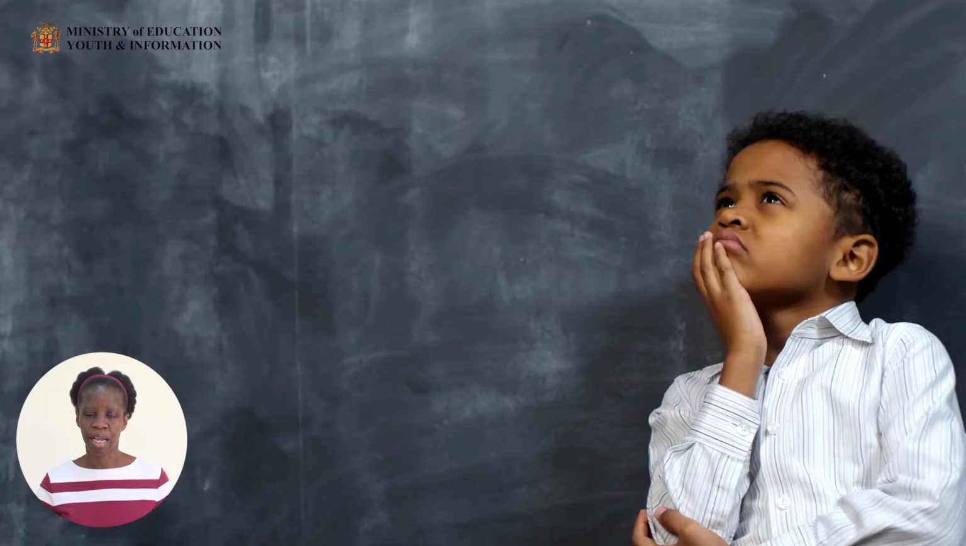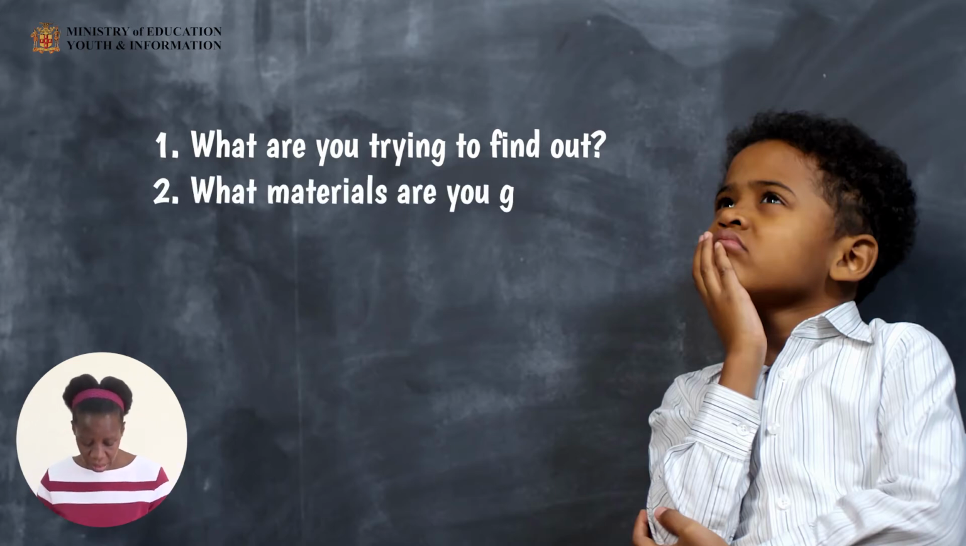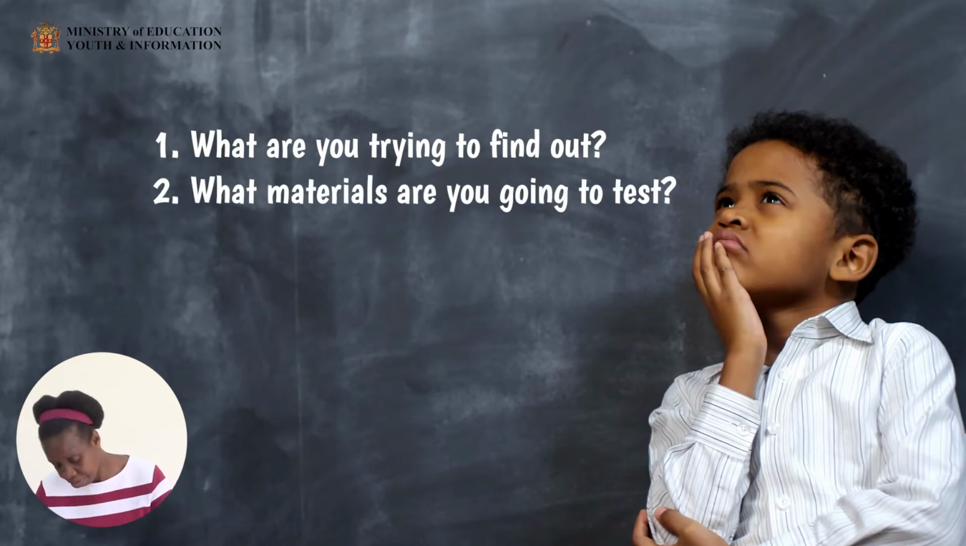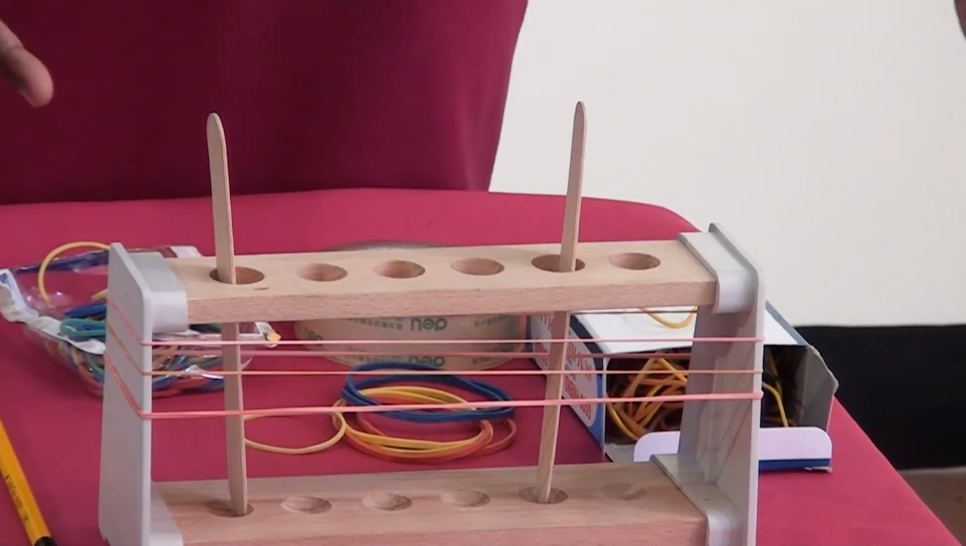And the first thing that we want to answer is, what are you trying to find out? That is your aim. So you write down that question, what are you trying to find out? And based on that, you can now determine what you will be looking for in your investigation. The second question is, what materials are you going to test? So what are we testing here? We are testing elastic bands of different thicknesses.